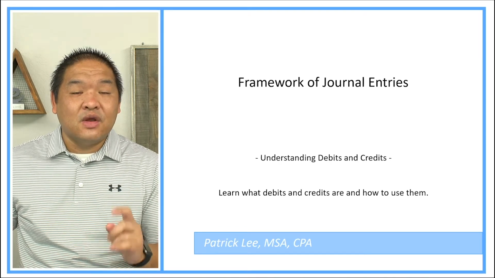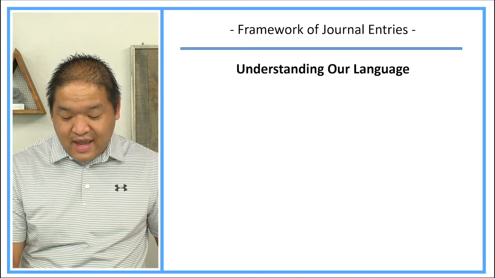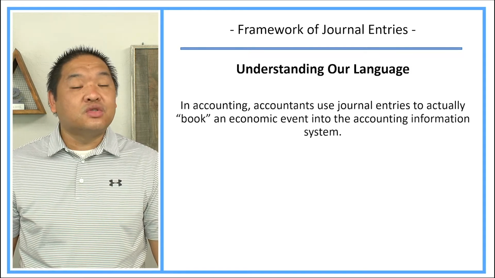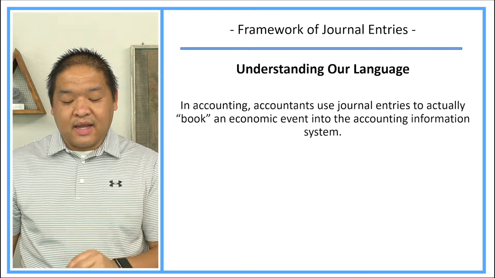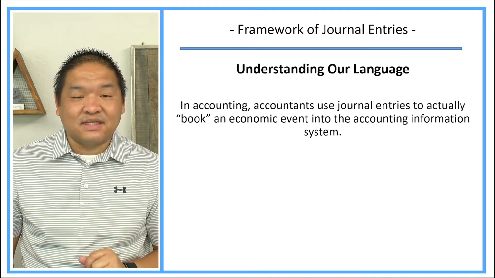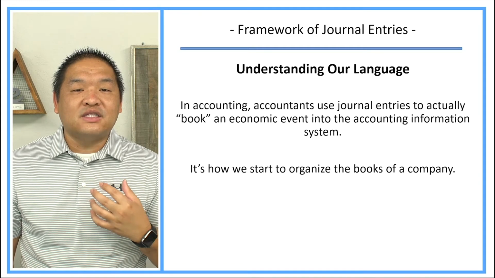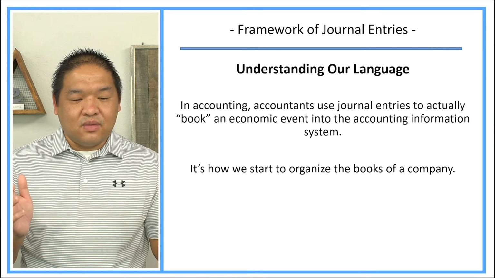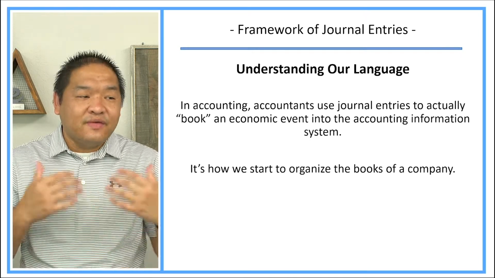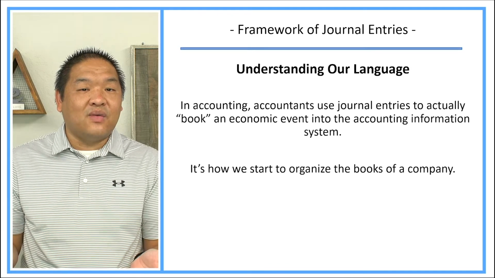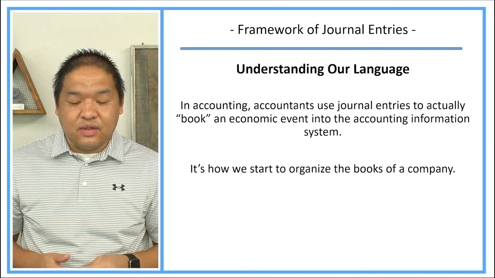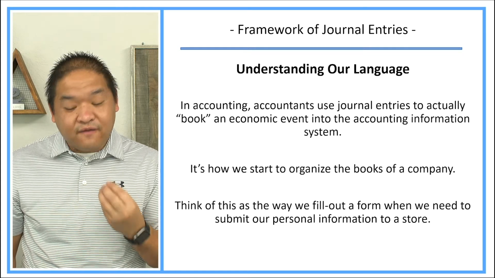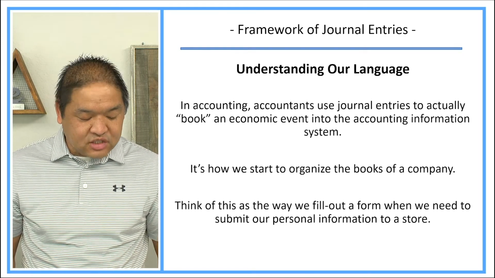So in this lesson, we're going to be talking about the framework of journal entries. Let's get started with understanding our language. In accounting, accountants use journal entries to book an economic event into the accounting information system. It's how we start to organize the books of the company. It's not like we take receipts and organize them in a way that we just add them on Excel and then we're done. No, we've got a process, and this is the process that we use to organize them into the accounting information system. Think of this as the way that we fill out a form when we need to submit our personal information to the stores.